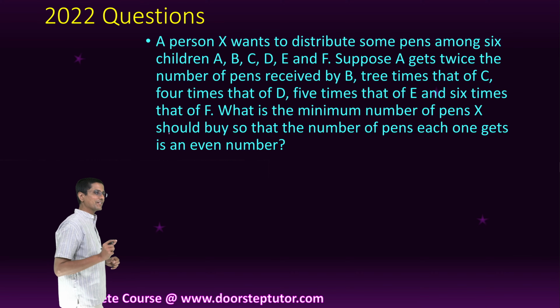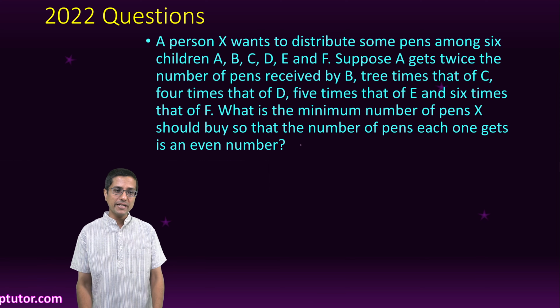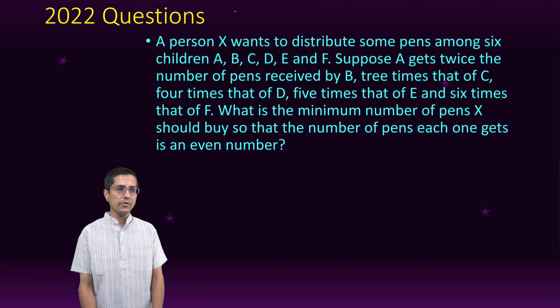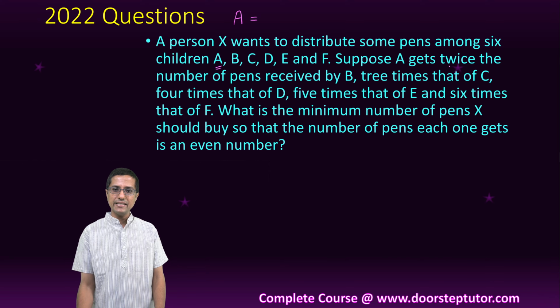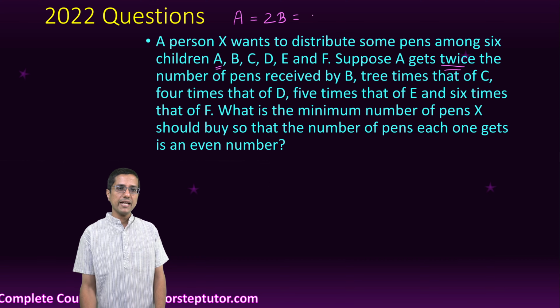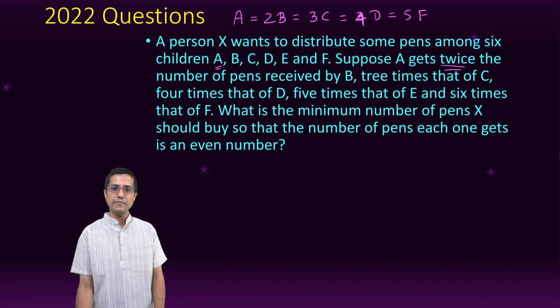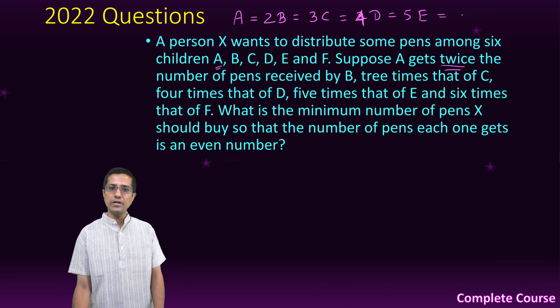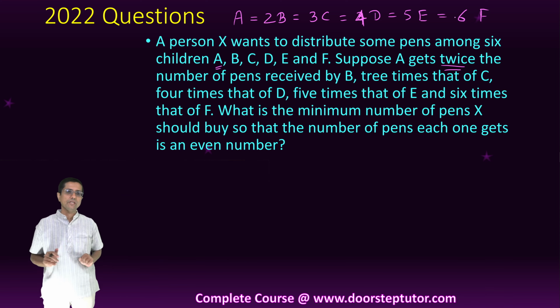Let us move on to the first problem of LCM, and this might appear like a slightly complicated problem, but actually it is very simple. So what we have been told is that, let us say that the person A has been given a number of pens. Then this A is equal to twice the number of pens received by B, which is 2B, which is equal to 3C, which is equal to 4D, which is equal to 5E, and this is equal to 6F. This is what we have been told from the first few lines of the question.